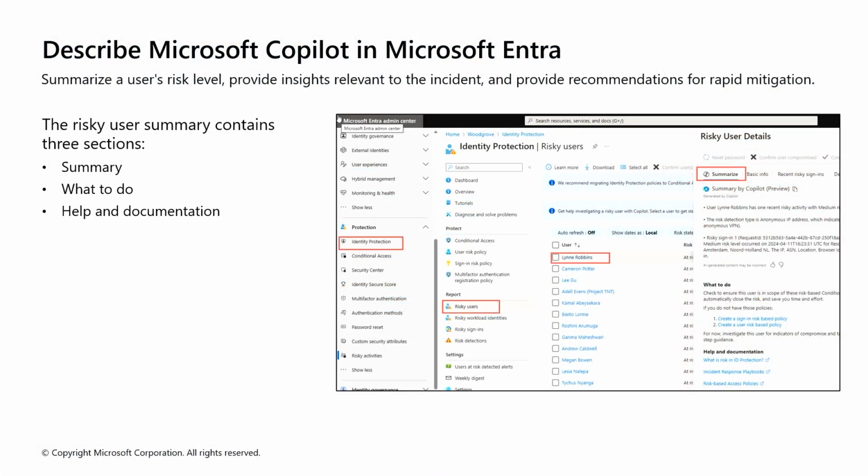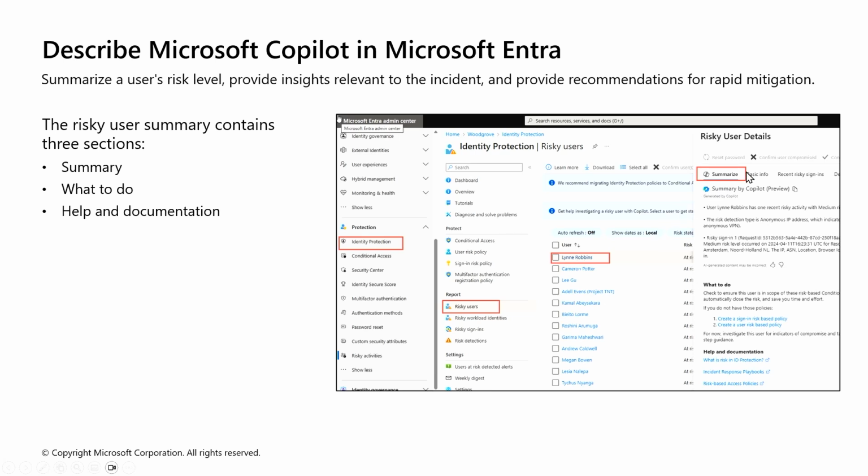To view and investigate a risky user's sign-ins, sign in as the Entra admin, navigate to protection, identity protection, and then to the risky users report. Select a user from risky users, and then select the Summarize tab in the risky users details window.